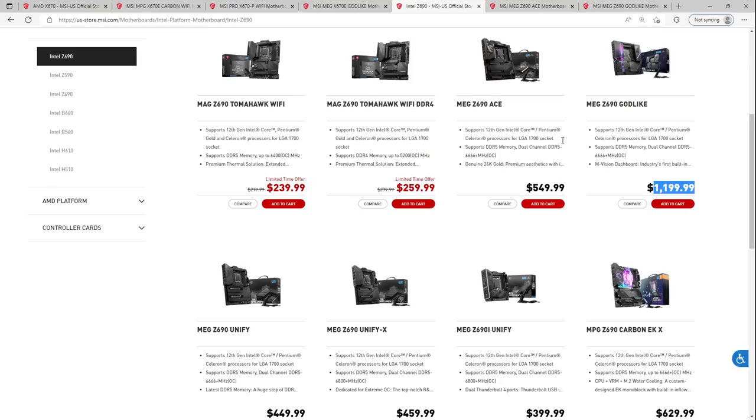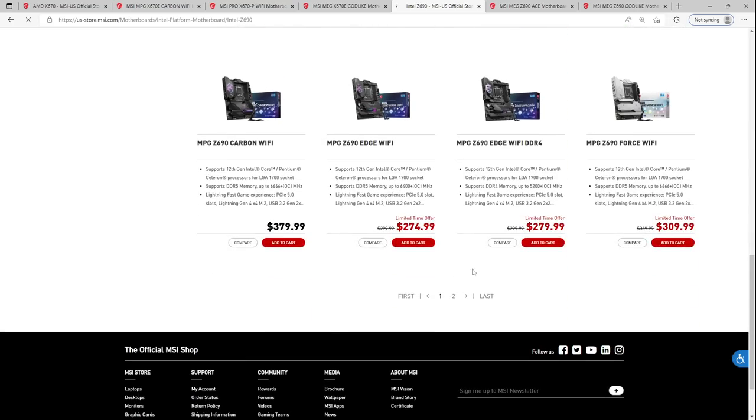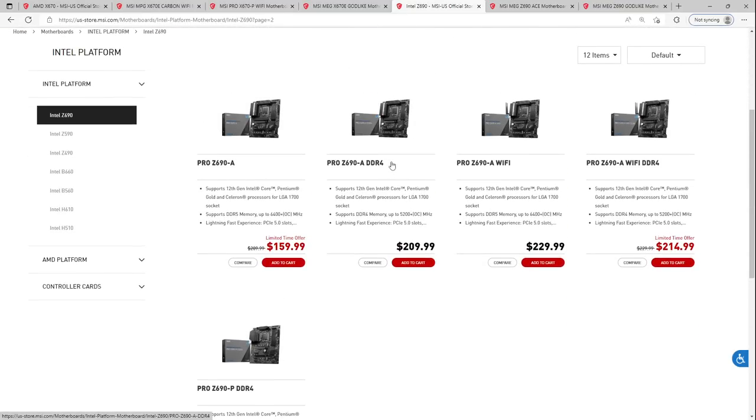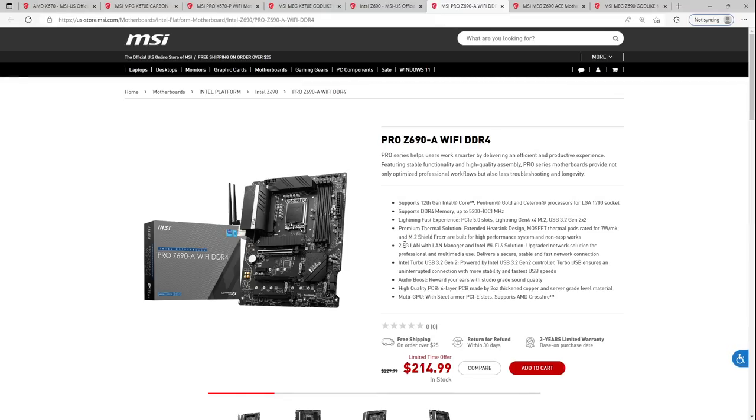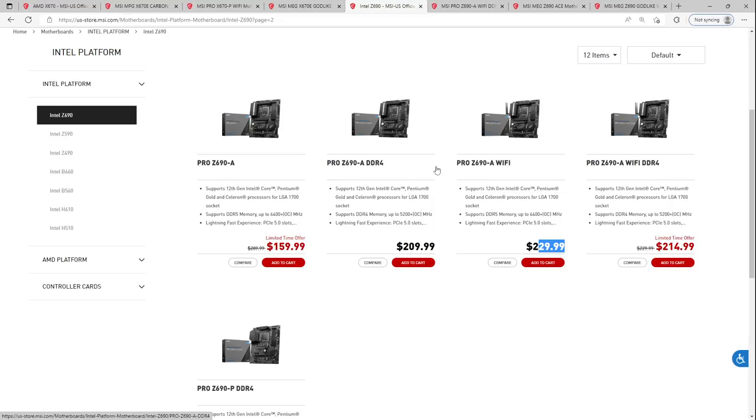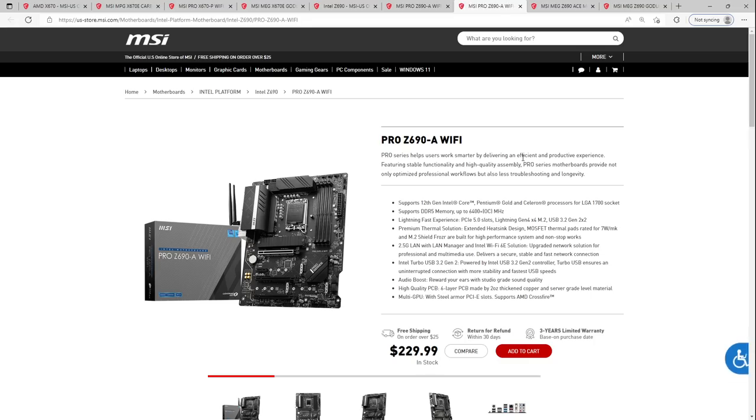If you look at the Z690 boards, you can kind of see that with the -A DDR4, which doesn't have Wi-Fi, versus the -A DDR4 with Wi-Fi, which is $229 before the sale, right? So actually that's a $10 price difference there. Though, I don't think this one is 6E, is it? Yeah, this is Wi-Fi 6, whereas the 6E version would be the DDR5 board, right?